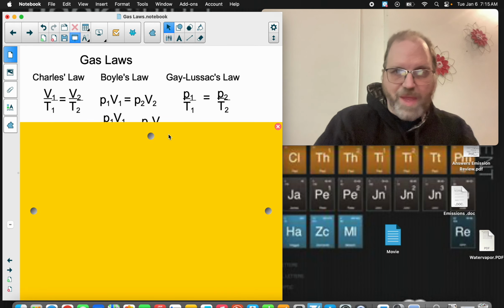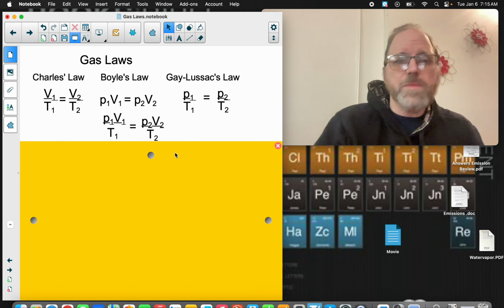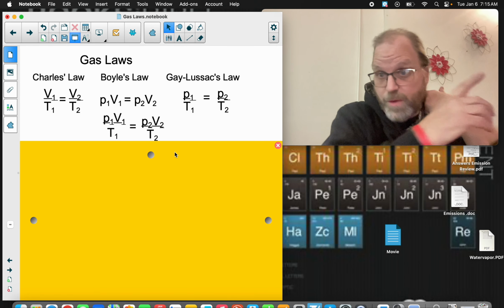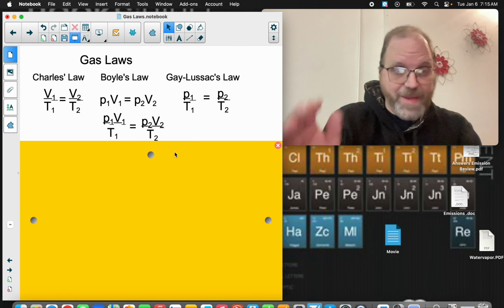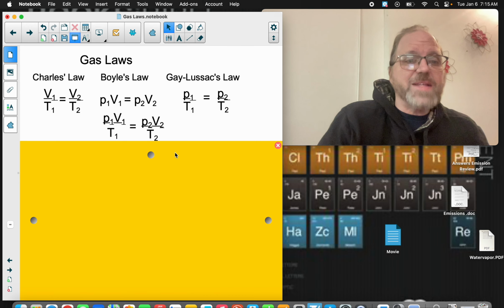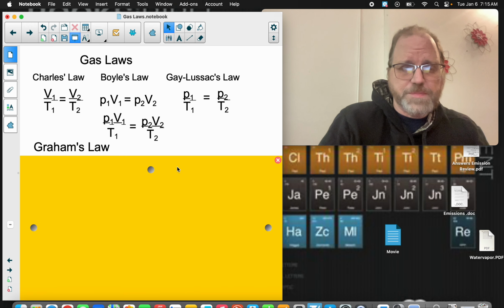Now we put those all together, and we get a combined gas law. It just makes it easier to use. Even if we're using one of the gas laws, the value that's opposite, we just cross out. The other gas law we worked with is Graham's law.